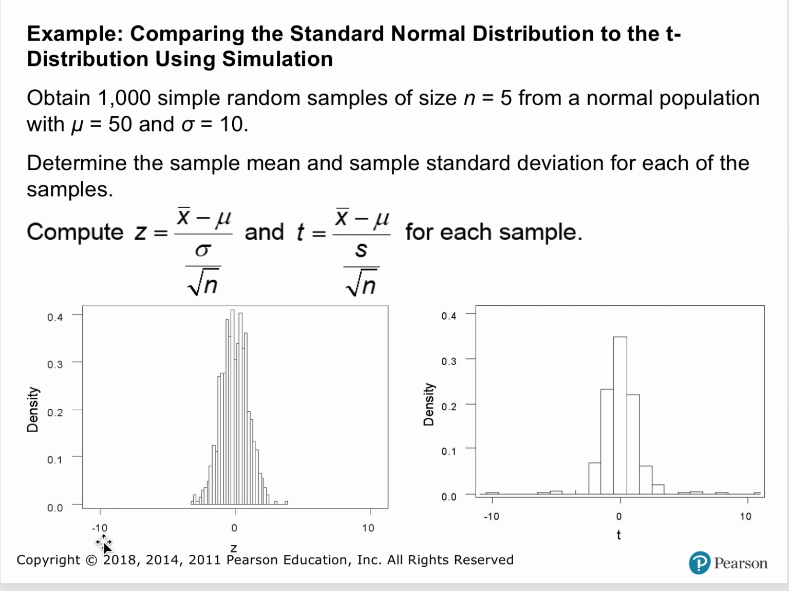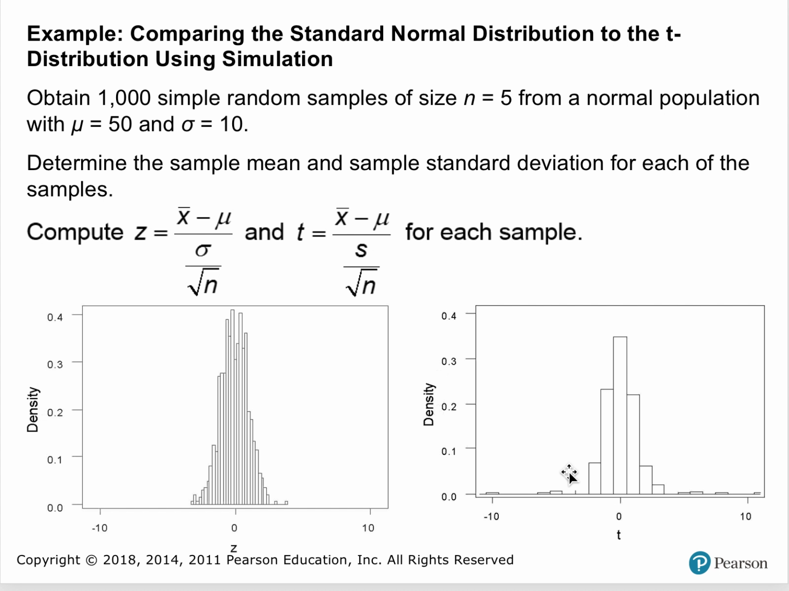Okay, so this is -10, so here's -5, right? Here's +5. So basically they lie between 3 and -3. Okay, in other words, that means it follows a normal distribution, right? That's what it means to be normal. But look at this histogram with the t values, okay?